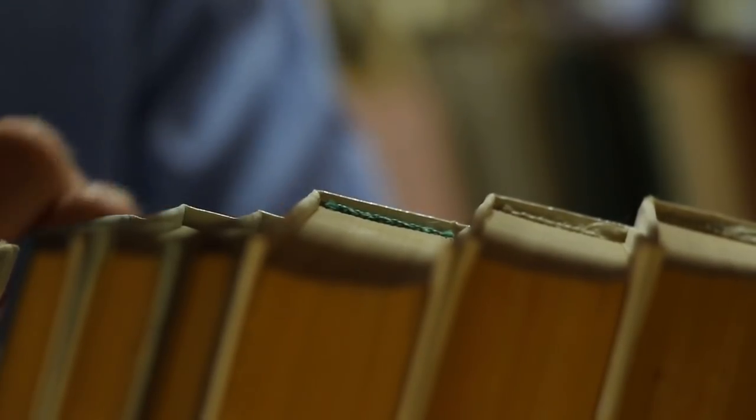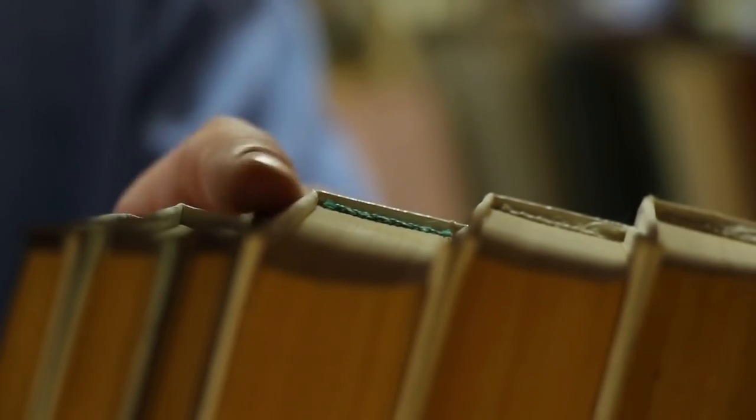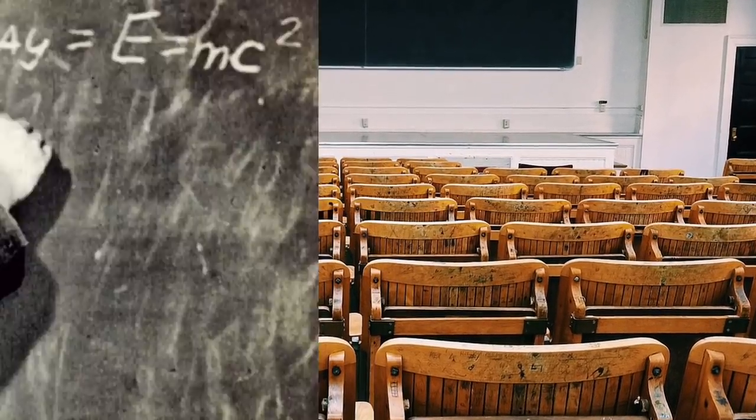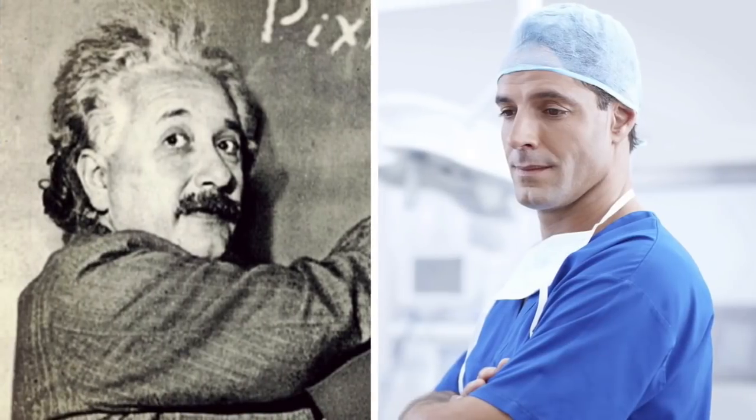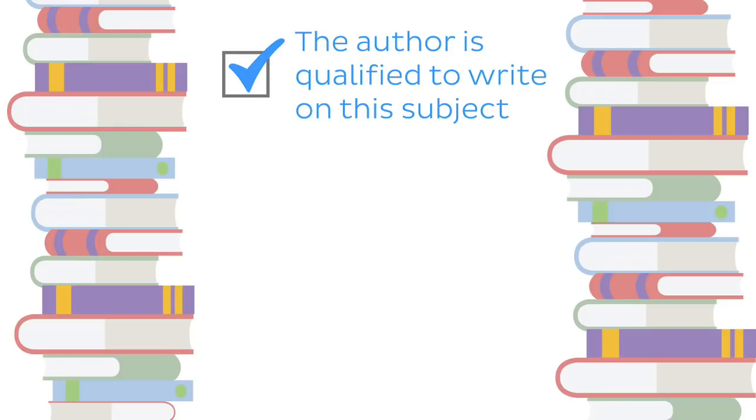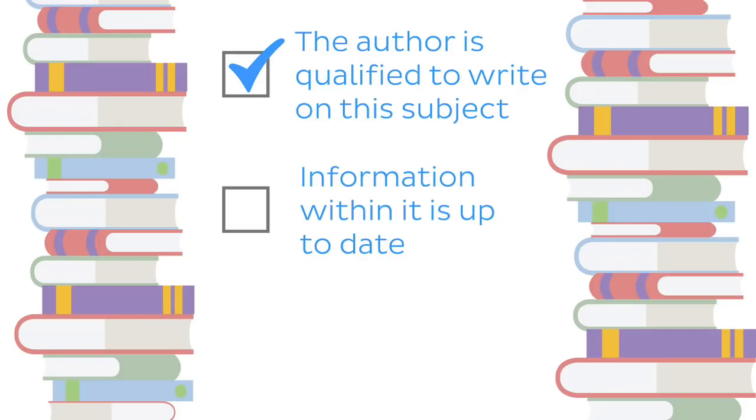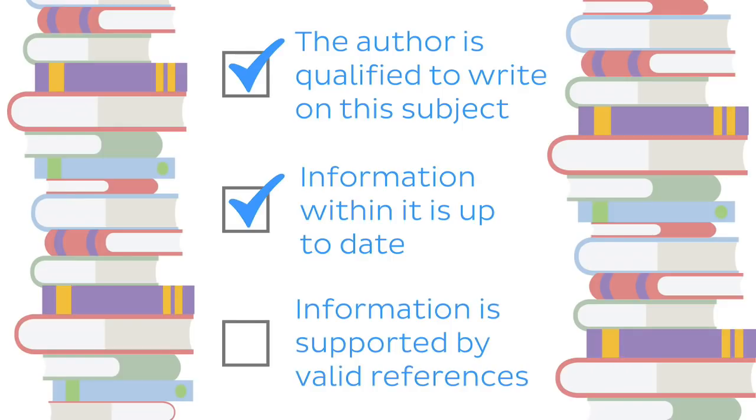However, just because information is printed in a book doesn't necessarily mean it's reliable. Always use textbooks that are used to teach accredited courses or degrees, or that are written by respected authors who work in the field that their book relates to, for instance as a university professor or clinical specialist. If you're using books as an information source, always be mindful to check the author is qualified to write on the subject, that the information within it is up to date, and that it's supported by valid scientific references.